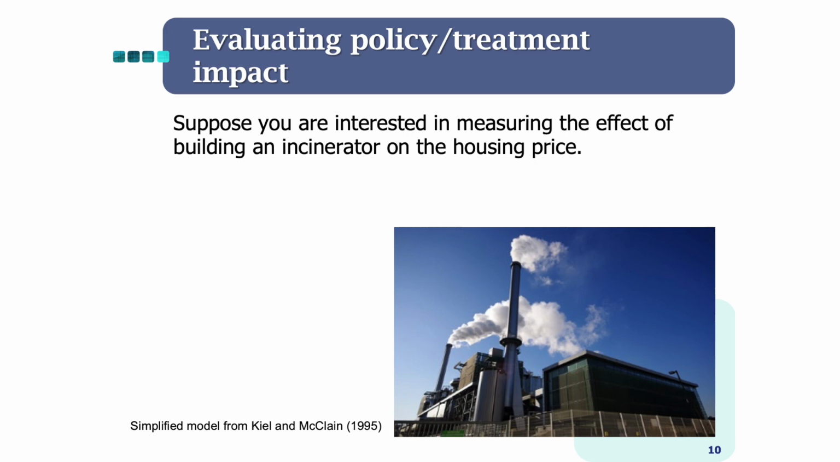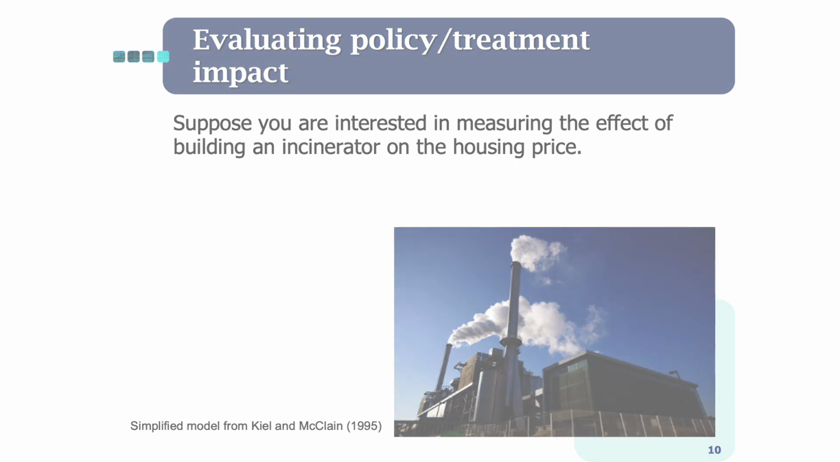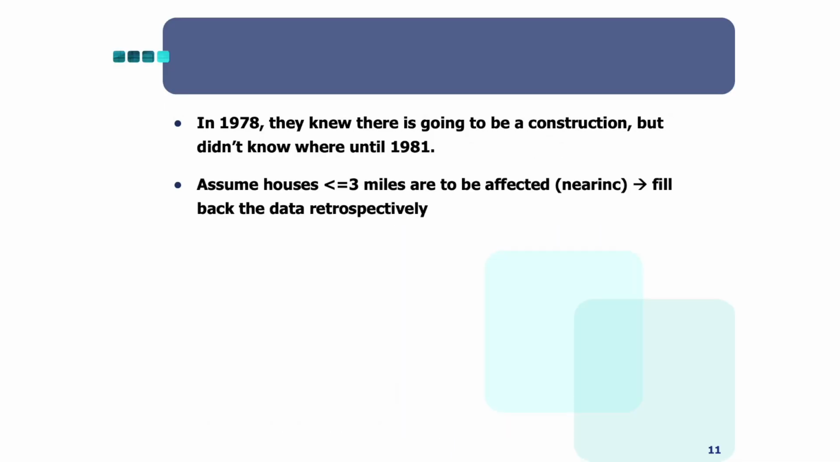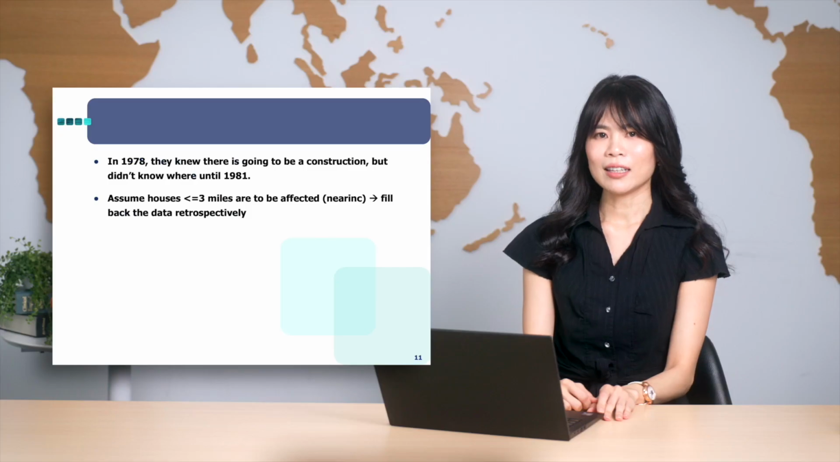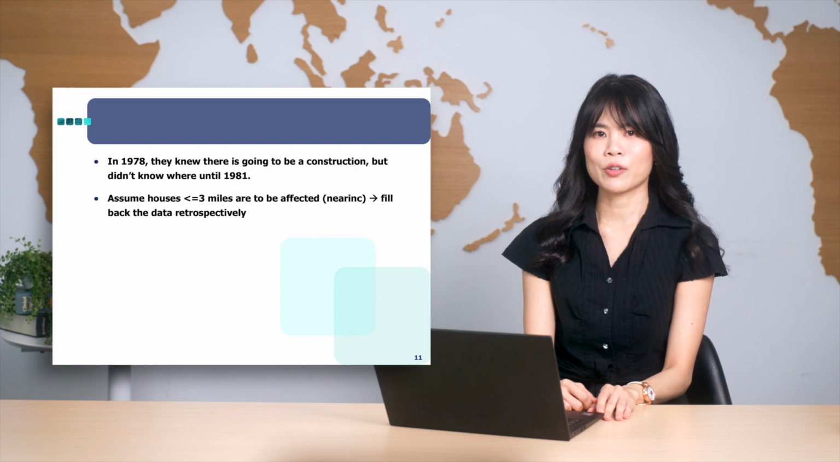Let's look at an actual study. In this study, we want to find out the effect of building an incinerator on the housing price. Intuitively, having a garbage incinerator nearby your house is not a good thing because it is likely to depress the housing price. In 1978, people knew the government was going to build an incinerator, but they didn't know where until 1981. In 1981, since the location of the incinerator was already known, the dampening effect of the incinerator on housing price should have already manifested in that year.